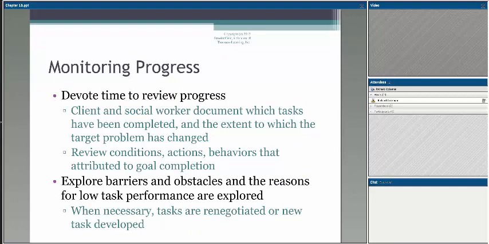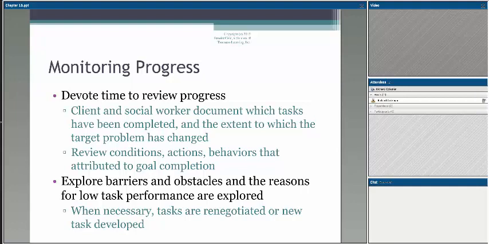Monitoring the progress, again, documenting what's been completed, looking at the conditions, the actions, the behaviors, the consistency, the frequency at which the tasks are actually met. Then looking at any potential barriers and obstacles that might be causing us not to reach the degree of success that we'd like. And then, if need be, renegotiating those particular tasks.